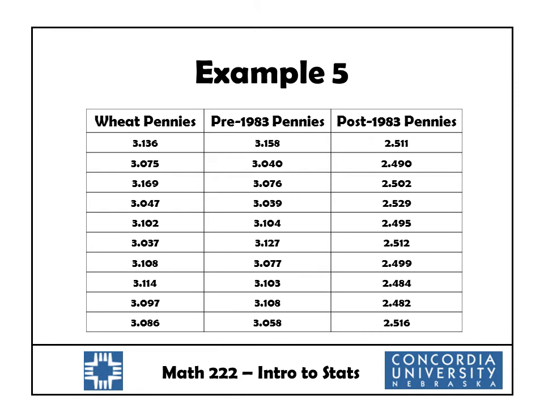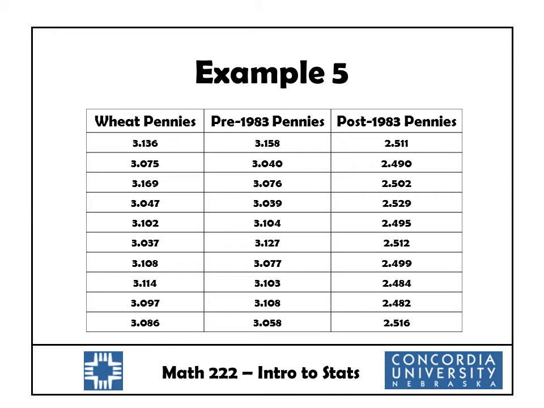So here we have the weights of several different types of pennies. We have wheat pennies, pre-83 pennies, and post-83 pennies. And we want to compare these 3 sets of data. So look at the wheat pennies and the pre-83 pennies. We see that they all weigh around 3 grams or so, whereas the post-83 pennies all weigh around 2.5. So looking at the numbers, we see that the wheat and the pre-83 pennies are roughly the same weights. The post-83 pennies tend to be a little bit smaller.